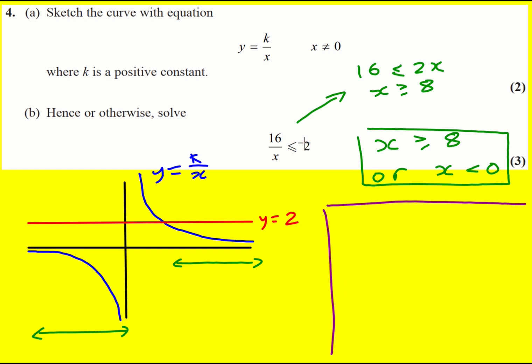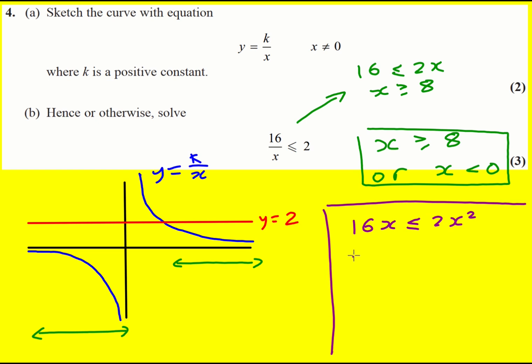Instead of timesing by x, let's times through by x squared. Then we get 16x less than or equal to 2x squared. This is just a really good algebraic way of doing it. We can do that because we know that x squared is going to be positive and we don't need to change the sign. Otherwise, you'd have to split into two cases: x greater than 0, which is what I've done over here, and then x less than 0. But this just deals with it all in one go.